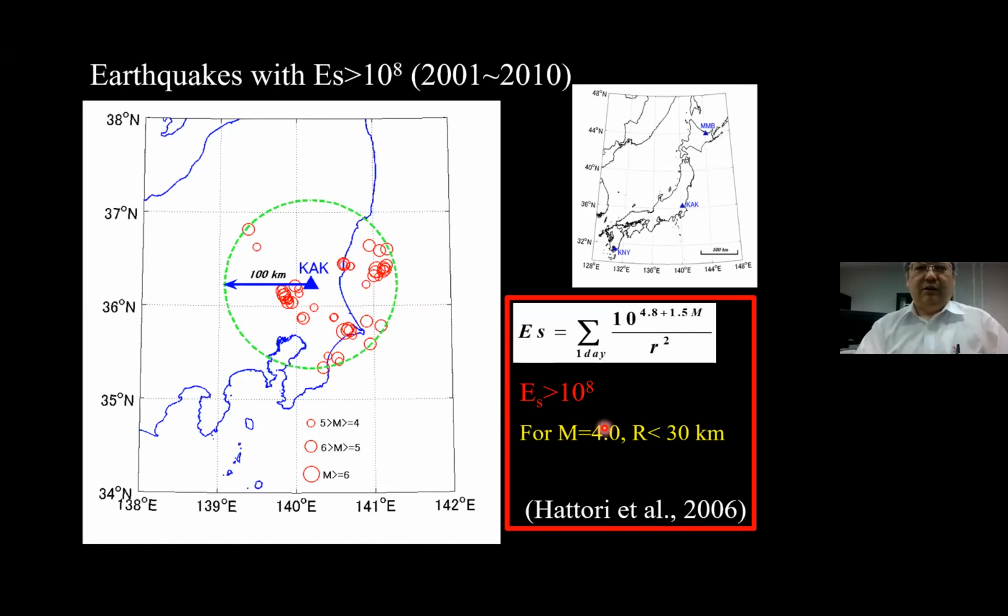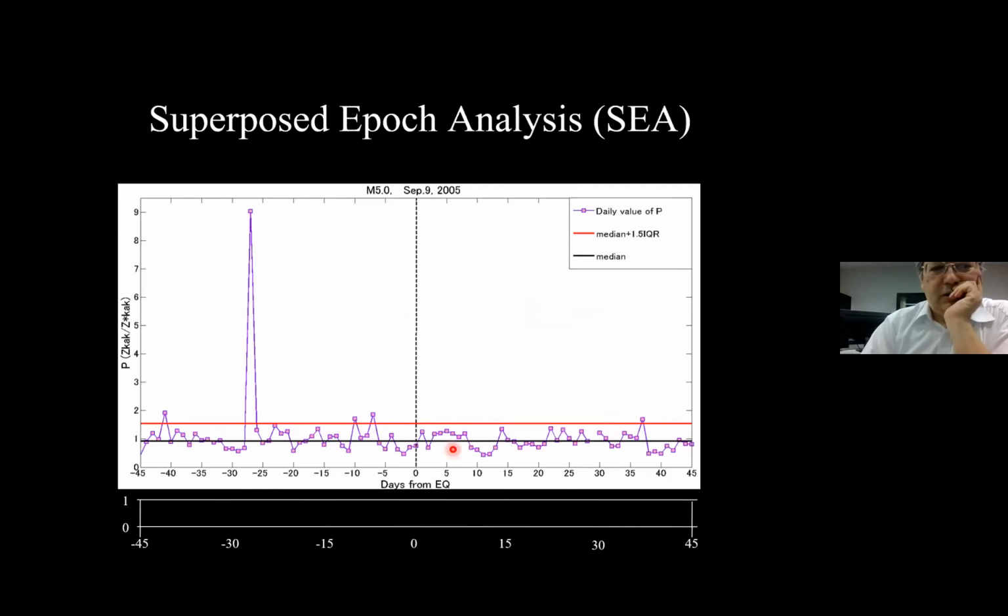So this is the definition of the earthquake selection. And this is the date, and day 0 indicates the day of the earthquake. Minus indicates before the earthquake. Plus indicates after the earthquake. And the Z value, the vertical component value, exceeds the median value plus 1.5 IQR. This is all the data we sum up, and if this value is greater than the median value plus 1.5 IQR, we call it anomalous data, anomalous values.